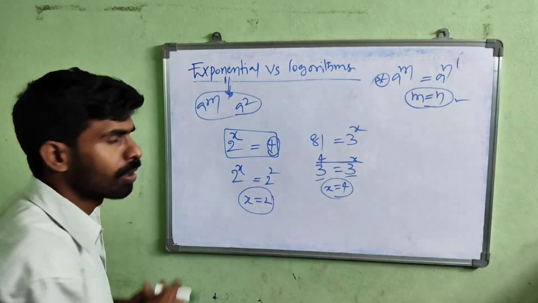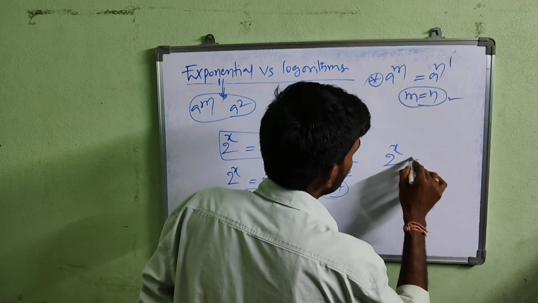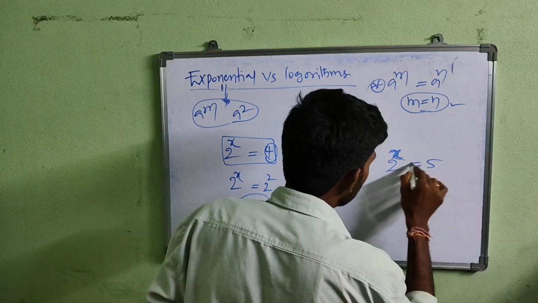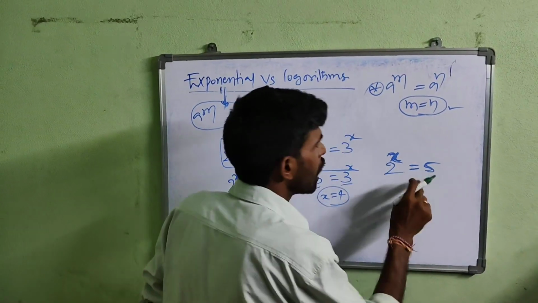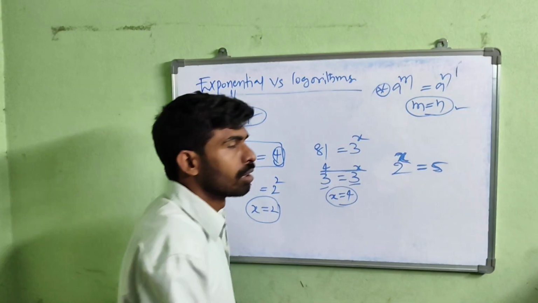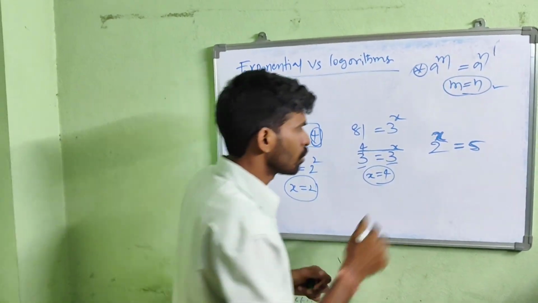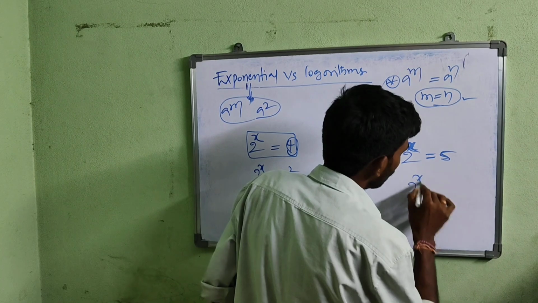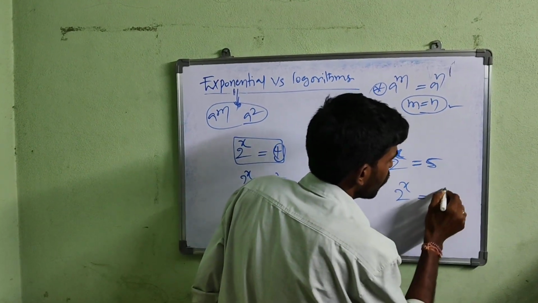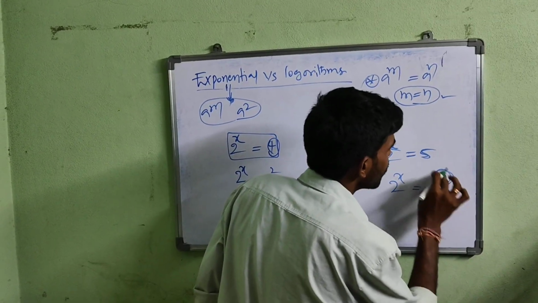Okay, this is fine. But if 2 power x equal to 5, how can we write it? 2 power x equal to 5. For this, if I take any value here, 2 power what is equal to 5?